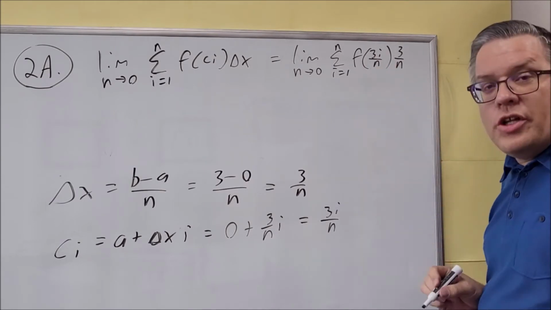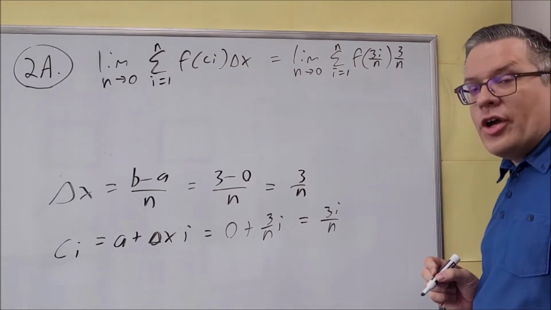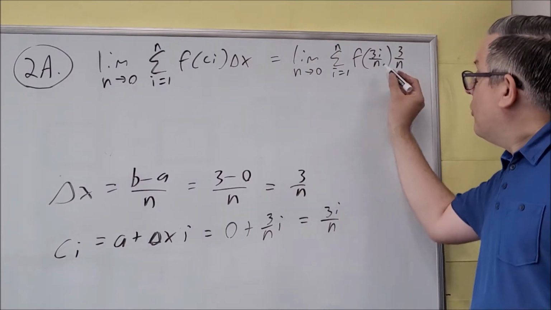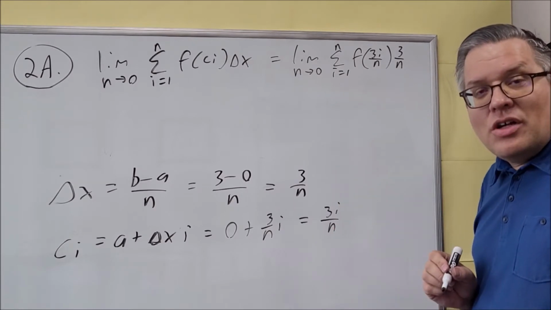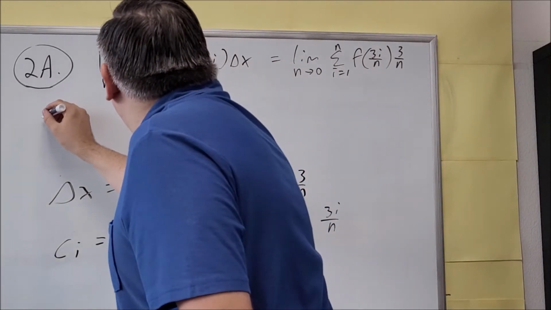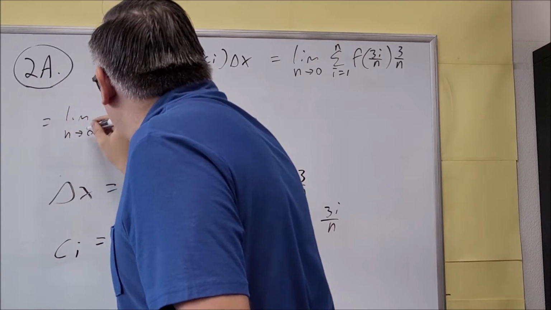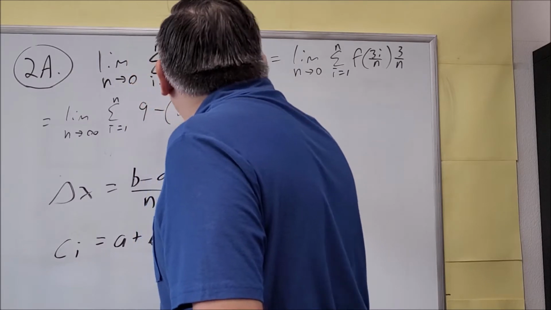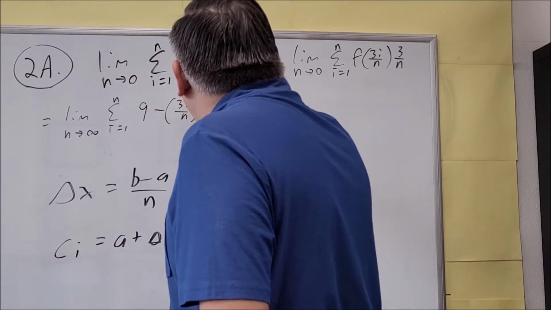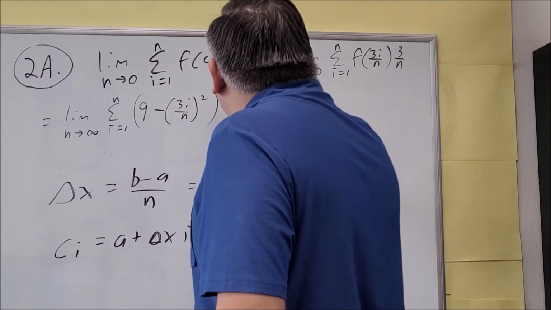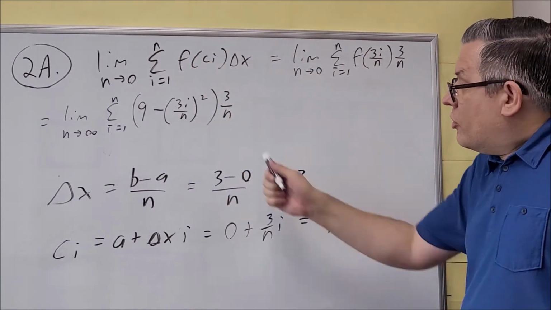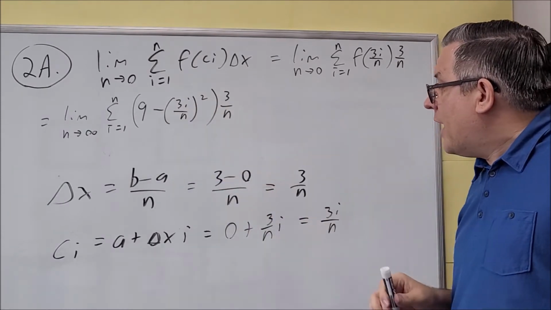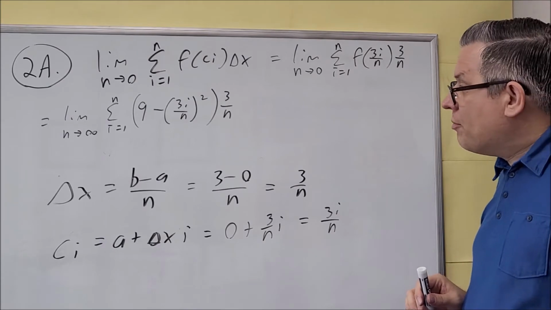This part is what we need to do next. We have to find f of 3i over n. Now the original f of x was 9 minus x squared. So you're going to put 3i over n into the x in that equation. So next thing we'll do, we'll put that in. Summation i equals 1 to n, we have 9 minus, and this is what it'll look like, 3i over n squared. And then we have 3 over n right here. So again, it's just your 9 minus x squared formula. You take out the x and put in 3i over n because that's your CI that we did earlier.